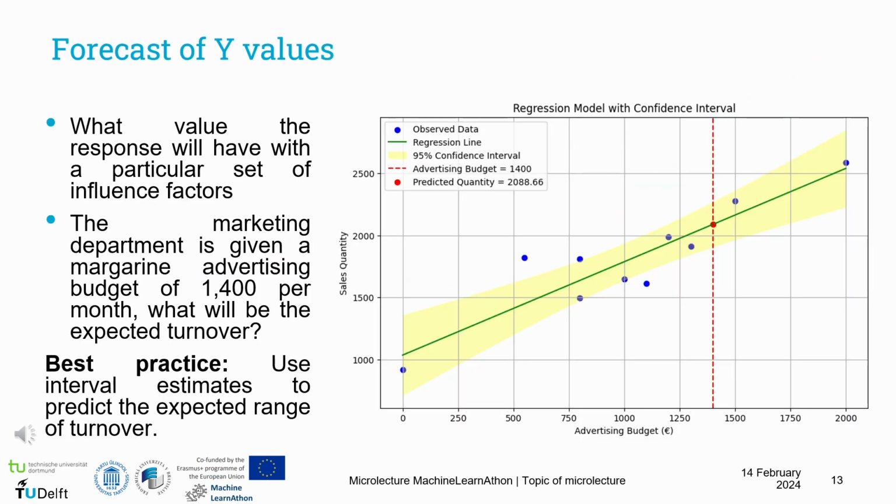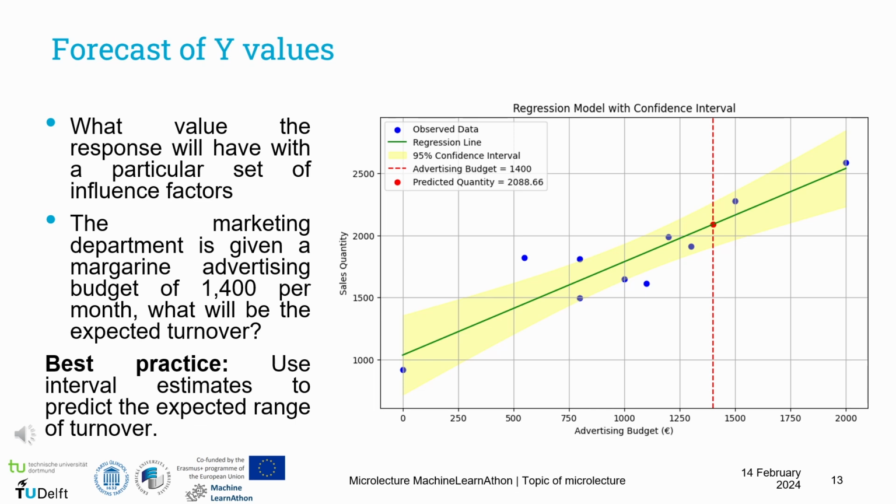Regression isn't just about understanding the past. We want to predict future outcomes. Say we plan to spend 1,400 on advertising. What turnover should we expect? According to the model, the predicted quantity is about 2089 units.